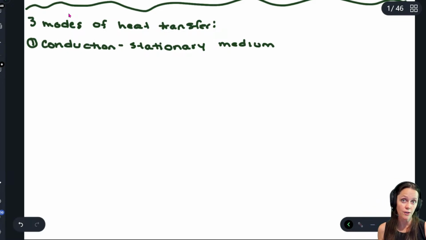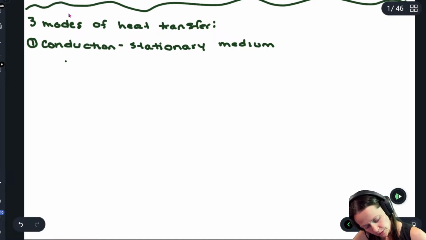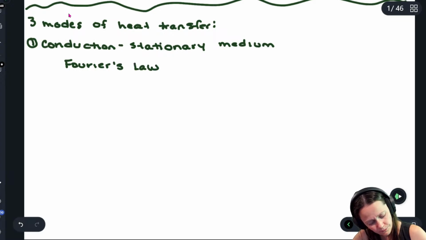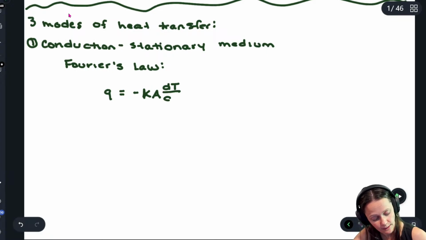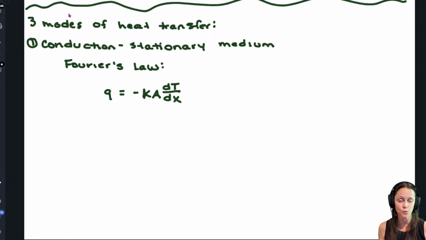The governing equation that we use to calculate the heat transfer rate for conduction is Fourier's law. F-O-U-R-I-E-R, Fourier's law. So in Fourier's law, we have q is equal to negative k times area times dT/dx. Perfect. So let's talk about each one of those little things.